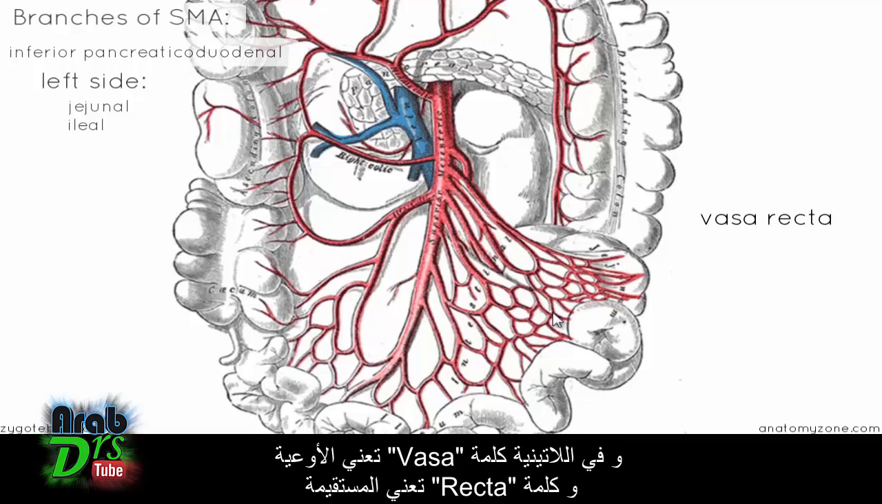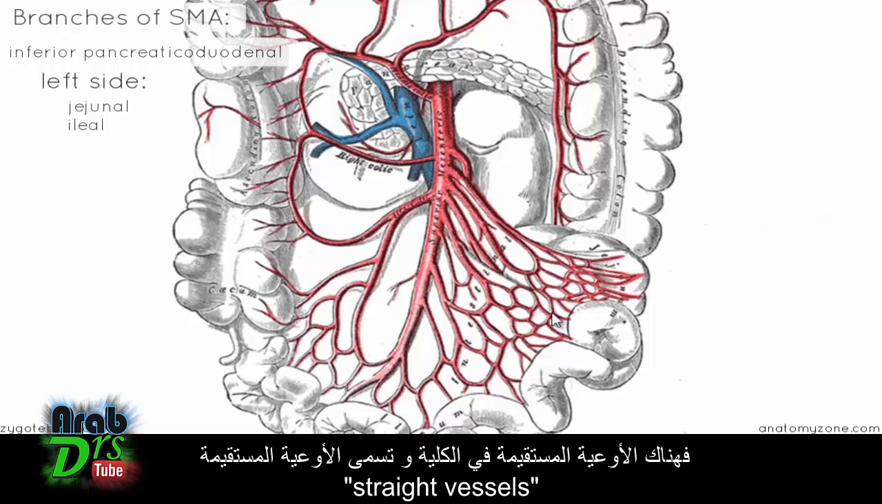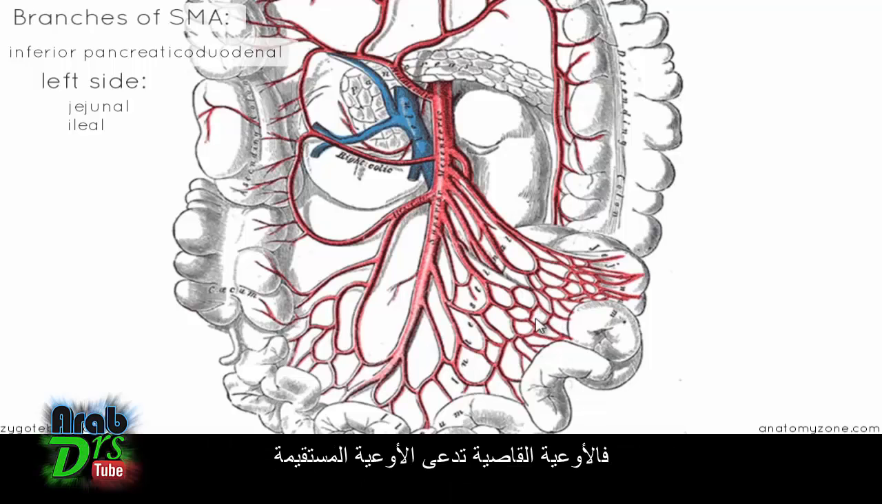So in Latin, vasa means vessels and recta means straight. So you've got vasa recta in the kidney, and it just means straight vessels. So the distal vessels are called vasa recta.